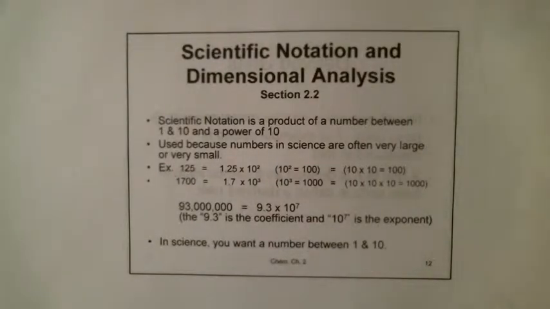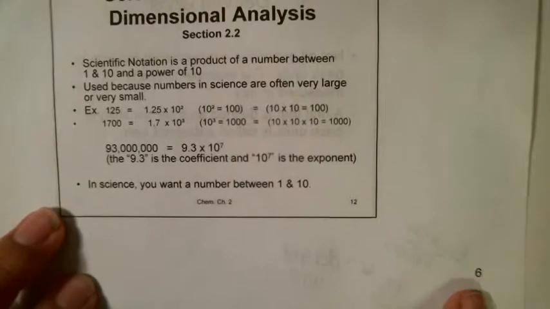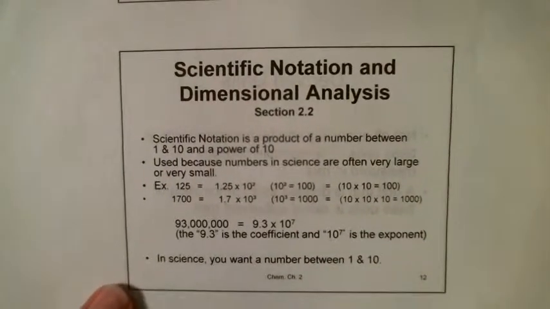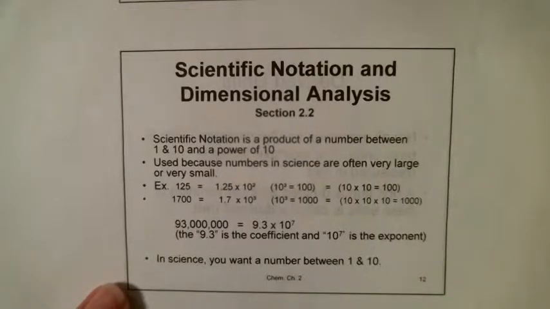Okay, let's go ahead and look at scientific notation. So I am back on the chapter 2 notes, and this is slide 12. It's at the bottom of page 6. Okay, so scientific notation is a product of a number between 1 and 10 and a power of 10. It's used in science because typically our numbers are very, very small or very, very large.